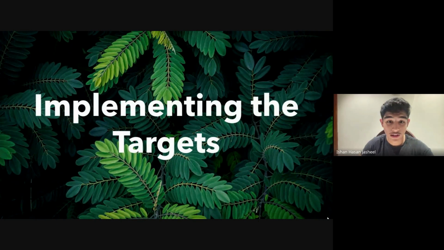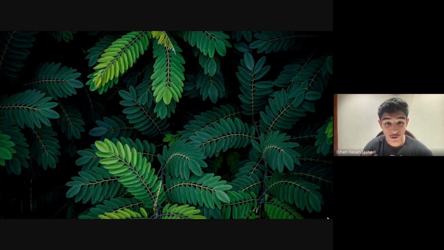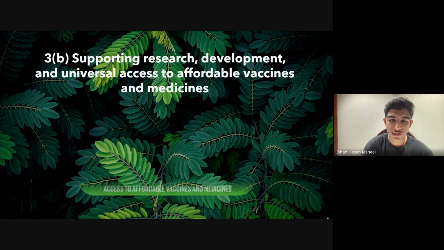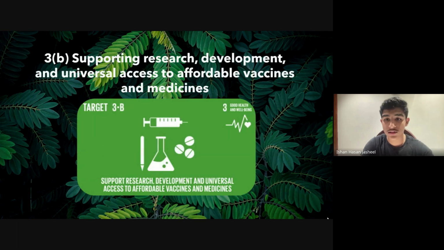We have taken a look at the targets. Now let's see how to implement those. First, we have strengthening the implementation of the WHO Framework Convention on Tobacco Control in all countries as appropriate. Then, we'll have to support the research and development of vaccines and medicines for communicable and non-communicable diseases that primarily affect developing countries, and provide access to affordable essential medicines and vaccines.